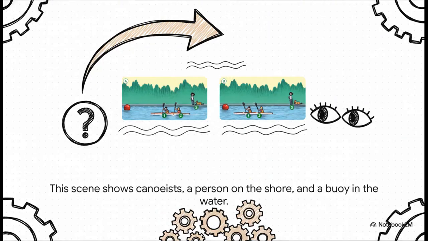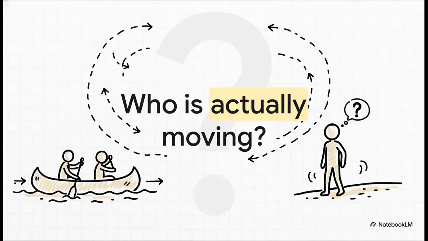Okay, first up, take a good look at this picture. Seems pretty peaceful, right? We've got some folks in a canoe, someone on the shore, a little buoy bobbing in the water. But this simple scene is actually hiding a huge question, one that totally changes how you think about movement. So, here it is. Who's actually moving? I mean, really moving. Are the people in the canoe moving, or is the person on the shore the one who's standing still? The answer? Well, it's not as simple as you think. It completely depends on your point of view. And, physics has a word for that.